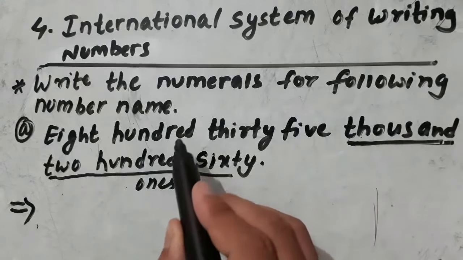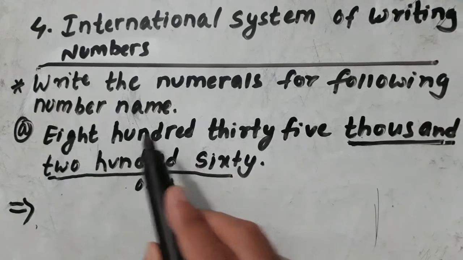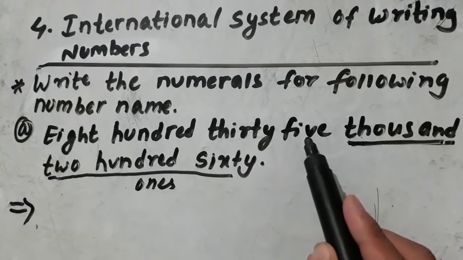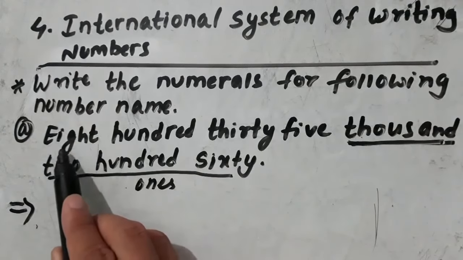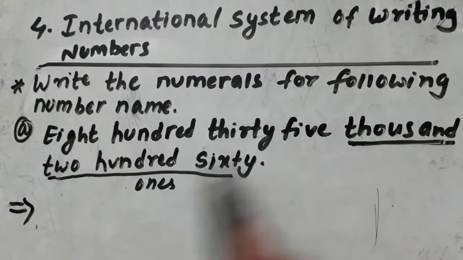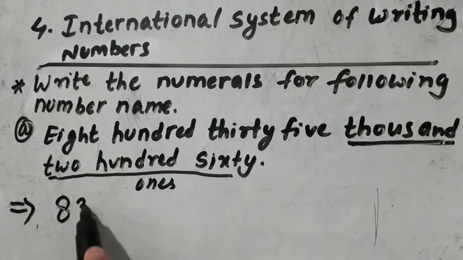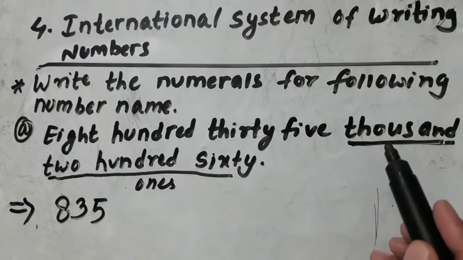To know what is there in the period of thousand, we just observe what is before thousand. What is there before thousand, we look at that. So there is 835. Students, if we look before thousand, there is 835. 835 means 835. So students, here we have accomplished the period of thousand.